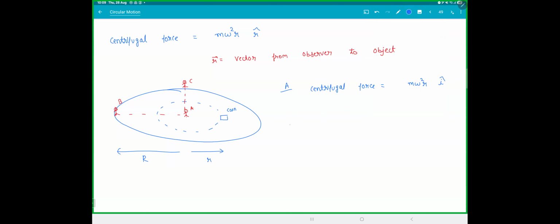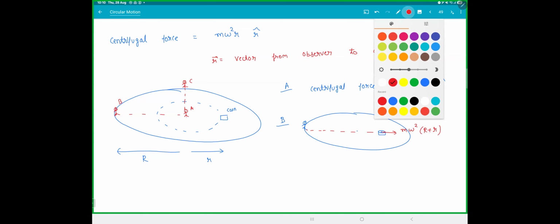If you ask B, what is the centrifugal force? The distance between them is R plus r. So he will say the centrifugal force is m omega square (R plus r). He will say this is the centrifugal force.